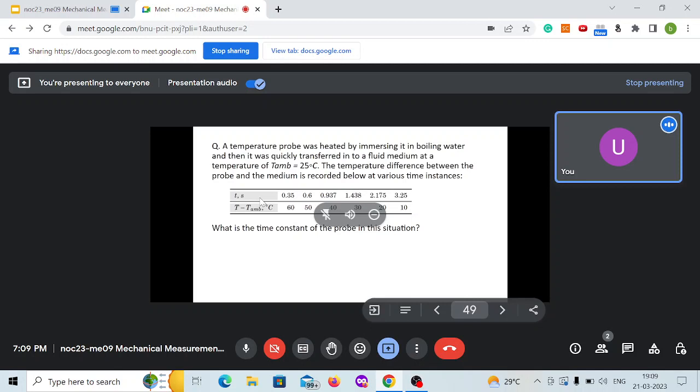So the temperature difference between the probe and the medium is recorded. The probe is initially at some temperature, and then you have ambient temperature, so the difference is T minus 25. That has been recorded for different times and reported. At 0.35 you have a 60 degrees difference, then at 0.6 you have 50 degrees difference, then at 0.937 you have 40 degrees difference, and then at 1.438 30, at 2.175 20. At 3.25 you have 10 degree difference between the temperature of the probe and the ambient. So in this case, what is the time constant of the probe?